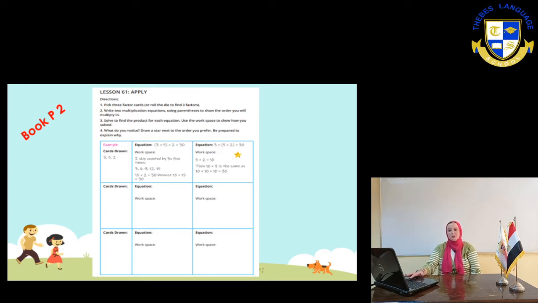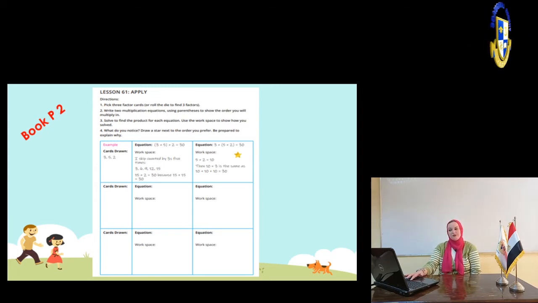The first example is solved. We have 3, 5, and 2. The first equation can be 3 times 5 together between brackets, times 2. To make 3 times 5, we can use skip counting by 3, 5 times. It will be 3, 6, 9, 12, and 15. So 3 times 5 will be 15. After that, make 15 times 2.